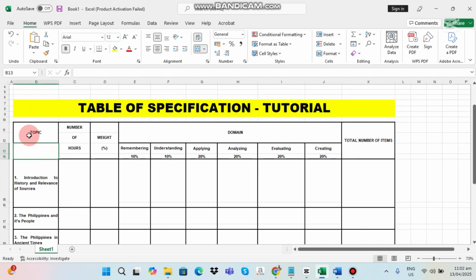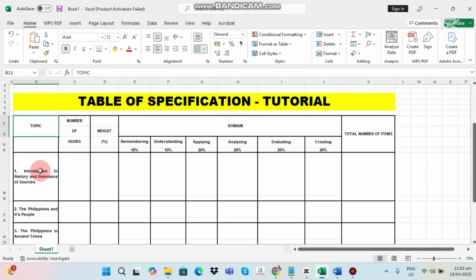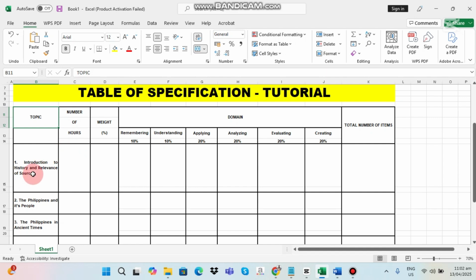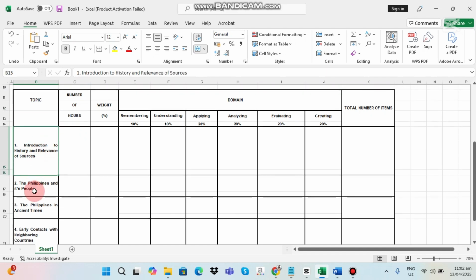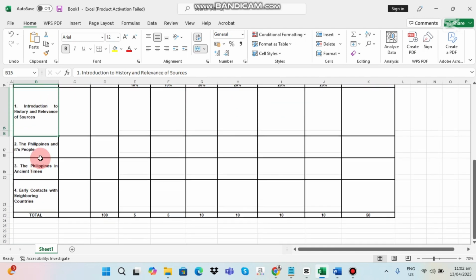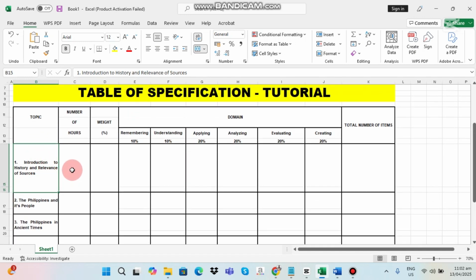So the first step that you are going to do is to identify your topic in a quarter. So for example, let's say this is for first quarter and then your topics are these. So you have four topics in one quarter. And then the second step that you are going to identify is the number of hours in each of the topics that you have here.